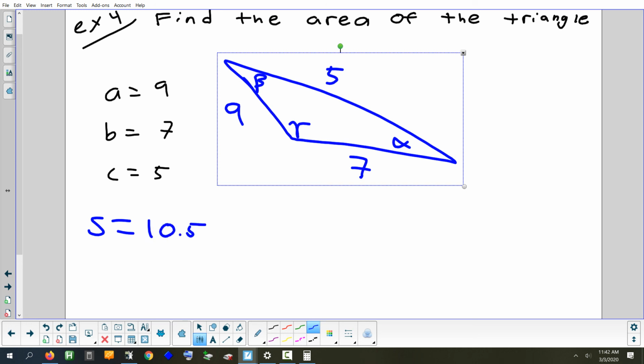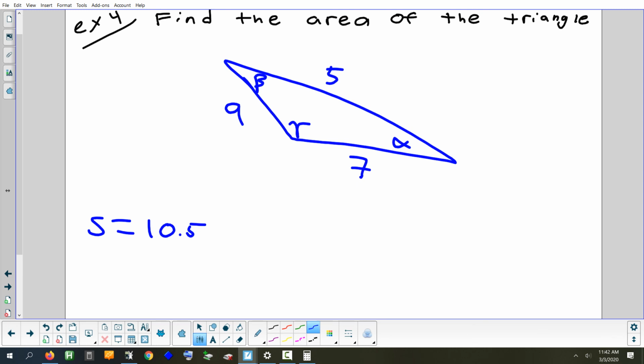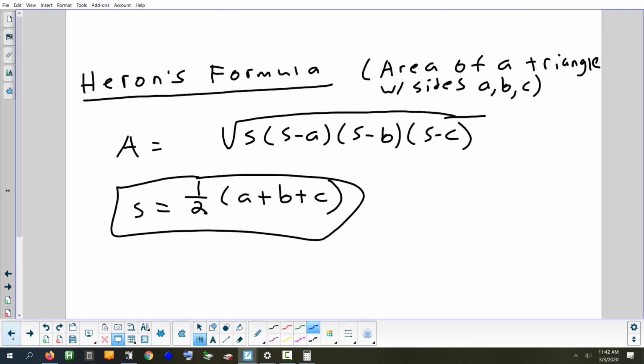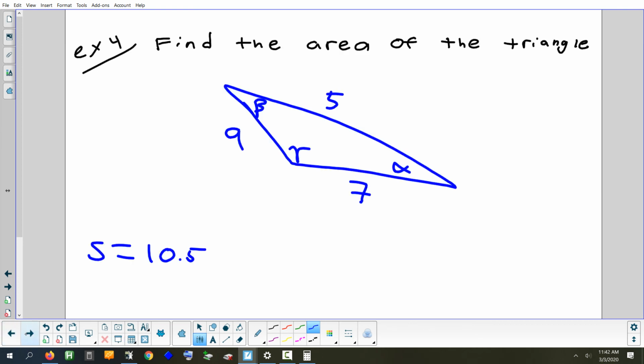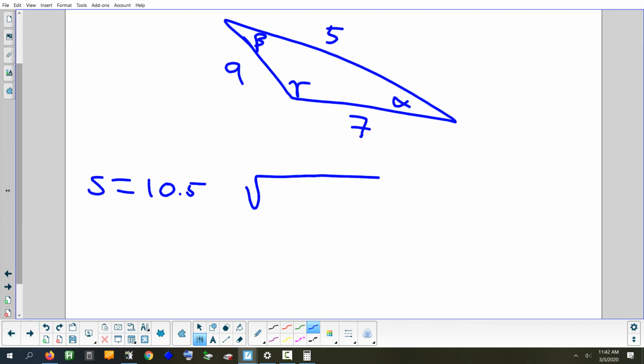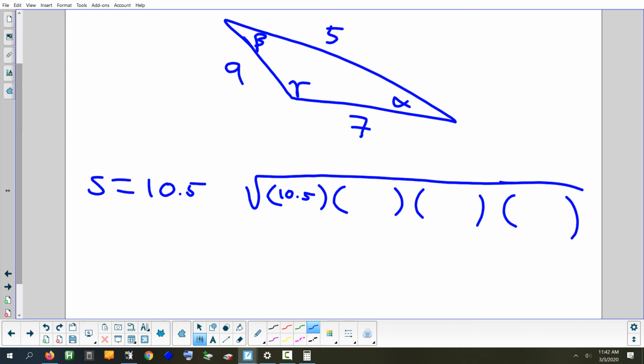10.5. Now, even if I just gave you this problem, you don't know which side is which. But does it matter? No, because you have to do S minus every side. Doesn't matter which one is which. Okay, so you gotta do them all. So it's the square root of, and what's the first thing? 10.5. S, and then S minus every side.